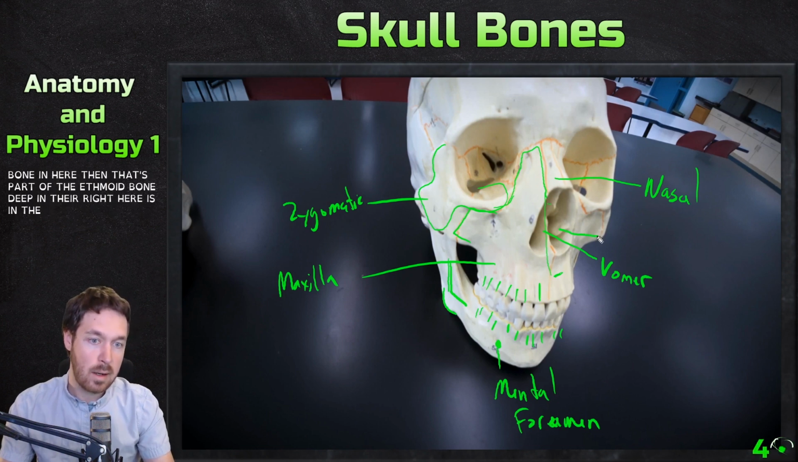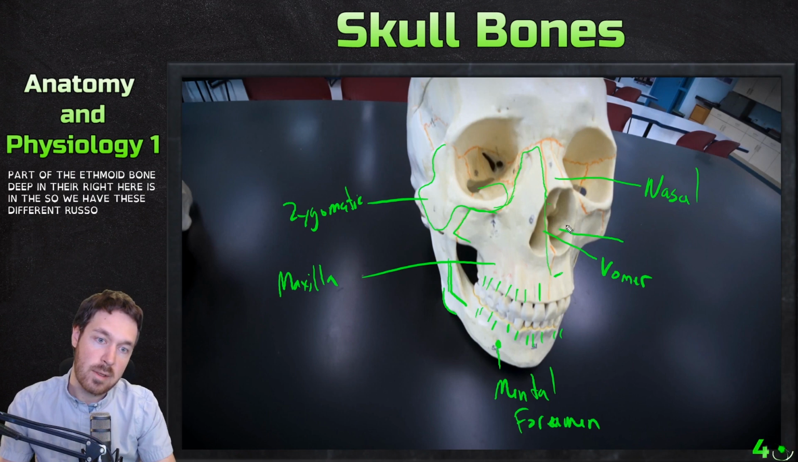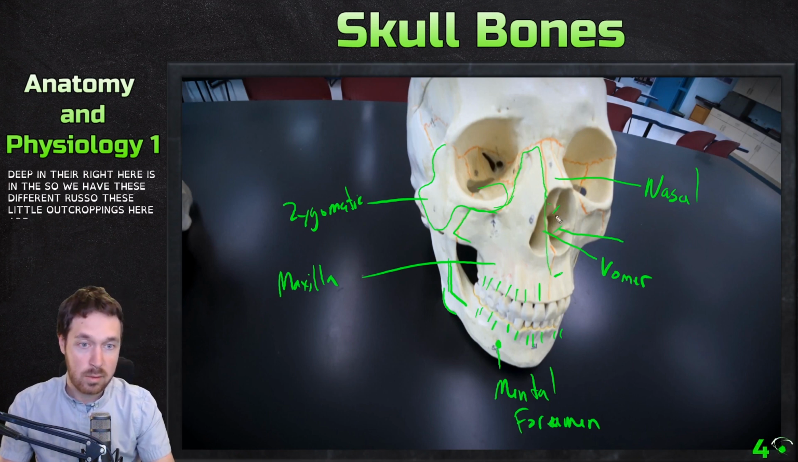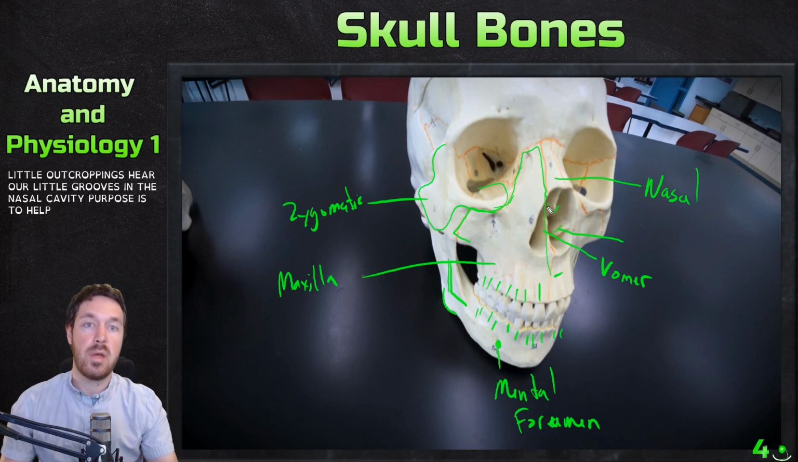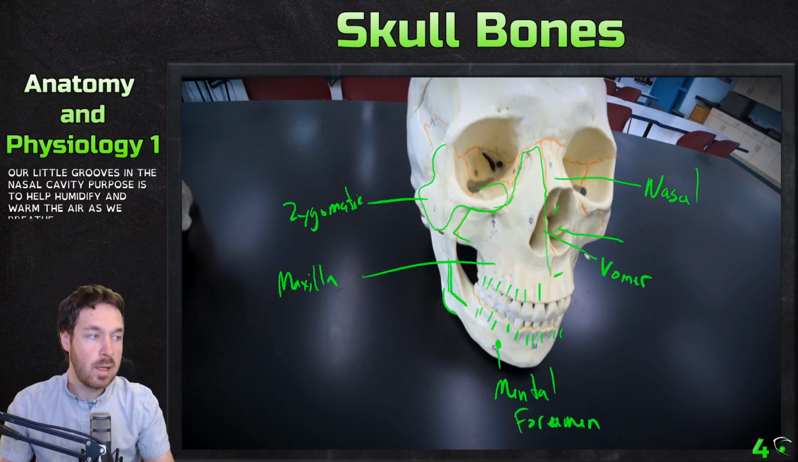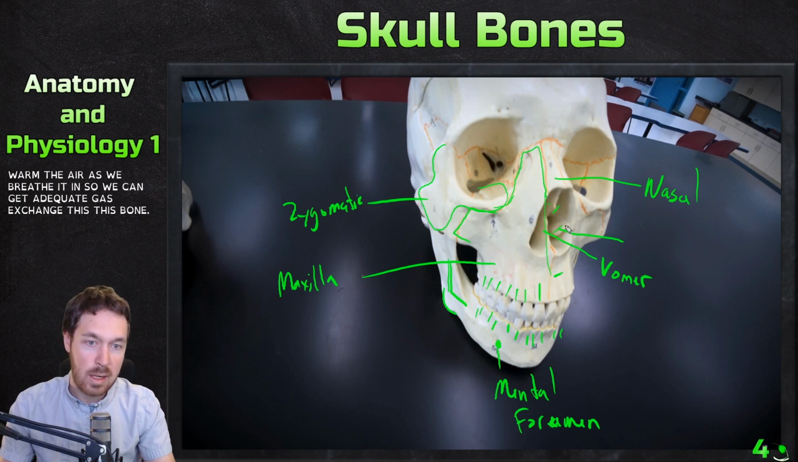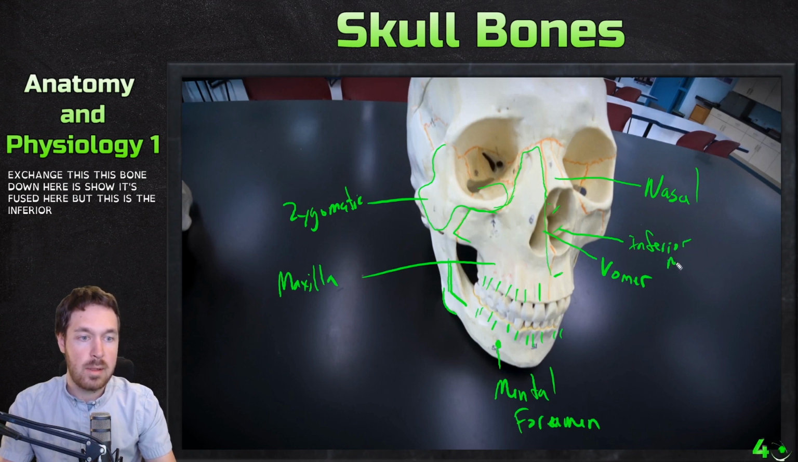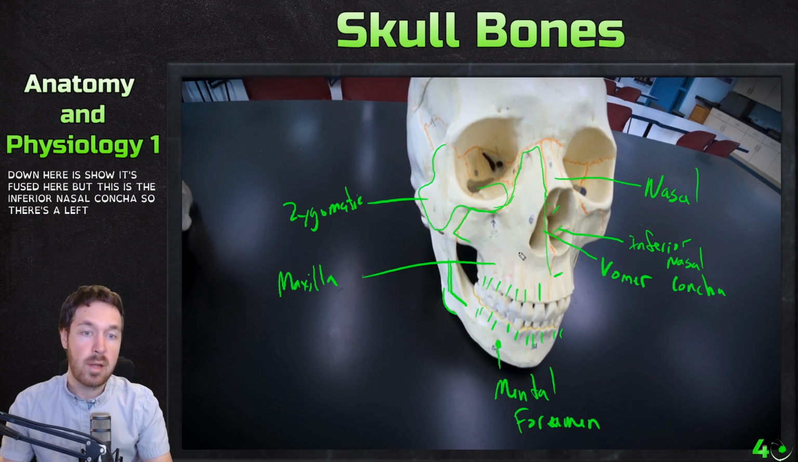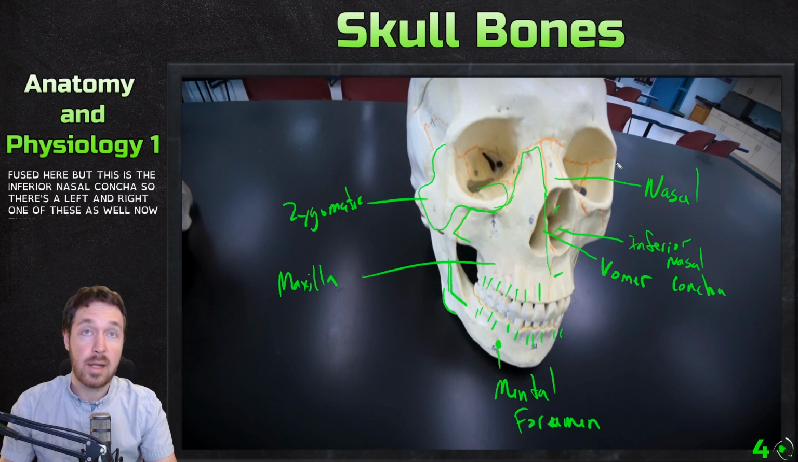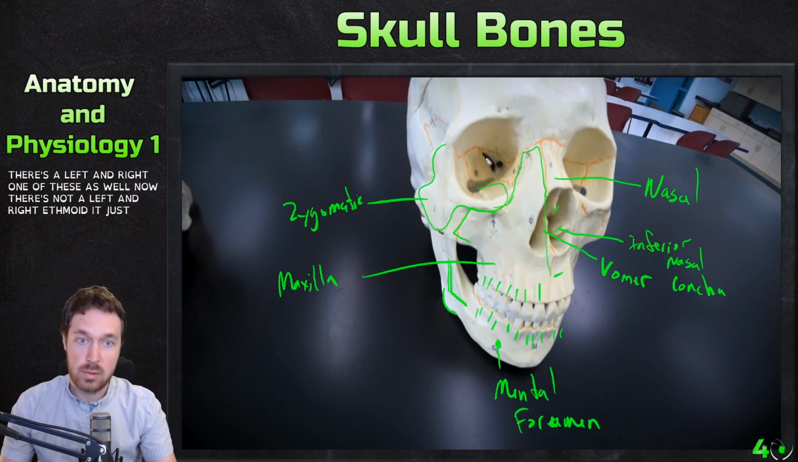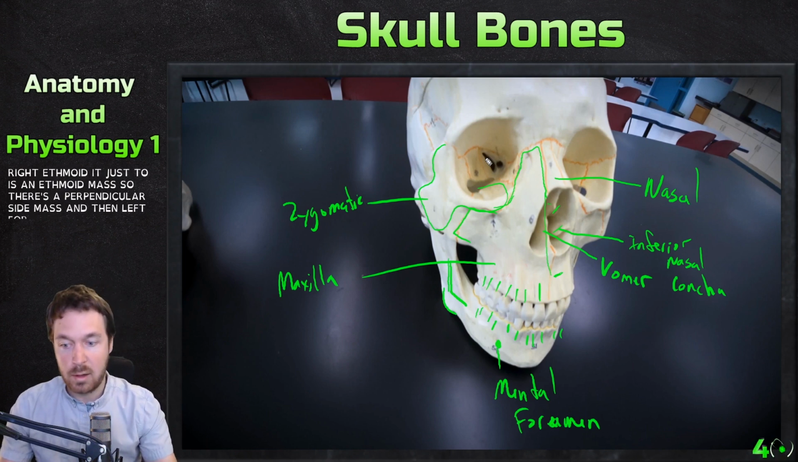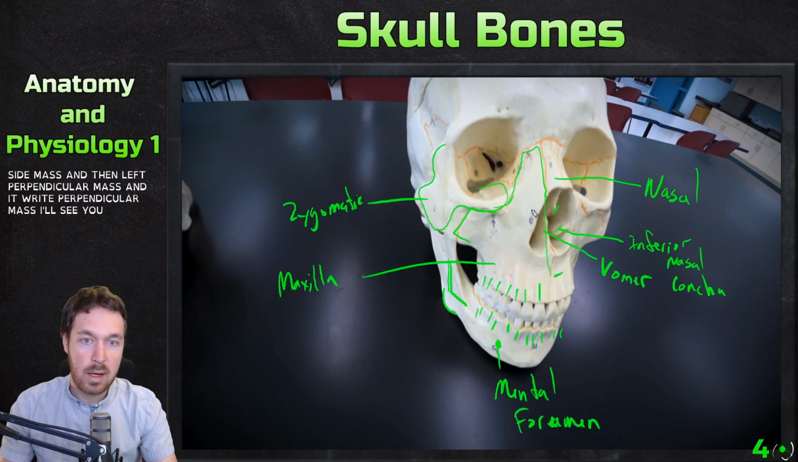Right here we have these different grooves, these little outcroppings that are little grooves in the nasal cavity. Their purpose is to help humidify and warm the air as we breathe it in so we can get adequate gas exchange. This bone down here is showing it's fused here, but this is the inferior nasal concha. There's a left and right one of these as well. Now there's not a left and right ethmoid, it's an ethmoid mass. So there's a perpendicular plate in the middle and then a left mass and a right mass. So you breathe the air in, it goes in and goes back.